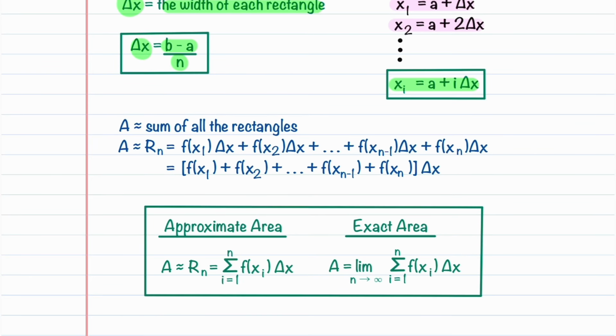The approximate area under the curve y is equal to f of x is the sum of all the rectangles. We're now going to write down a formula for the sum of all these rectangles. Our area is approximately r sub n. We call it r sub n because for this formula, the height of each rectangle is going to be approximated using a right-hand endpoint. Our formula then is f of x1 times delta x.